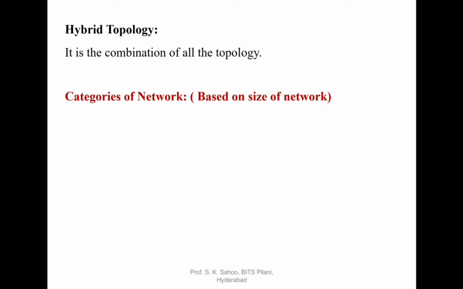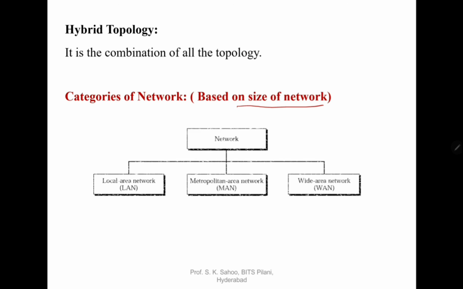Let us see the categories of network. Based on the size of the network, we can have 3 types of networks. They are called local area network, metropolitan area network, and wide area network. So if we have a small campus, or small or big campus, inside the campus all the connection is considered a local area network. If I have a university, all the devices, all the computers are connected, that is called a local area network.